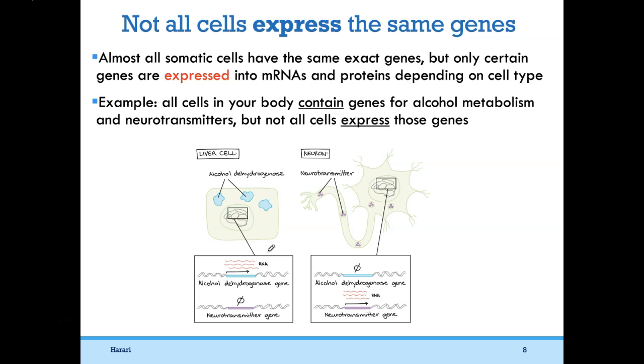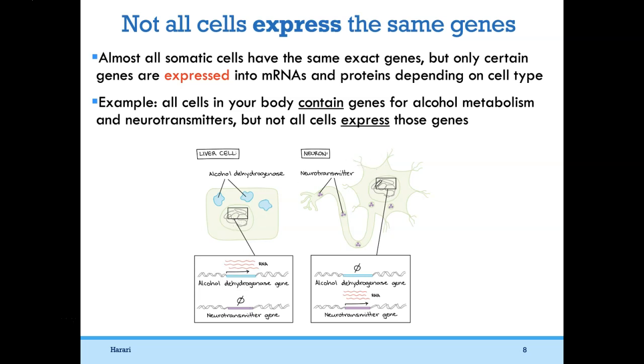So for example, in a liver cell, we want to detoxify alcohol. That's the job of the liver. So the alcohol dehydrogenase gene in the nucleus will be transcribed, and that will then be produced into active enzymes that can then break down alcohol. The neurotransmitter gene is still present in the nucleus, but it will not be transcribed by RNA polymerase, and there will not be any neurotransmitters in the liver.